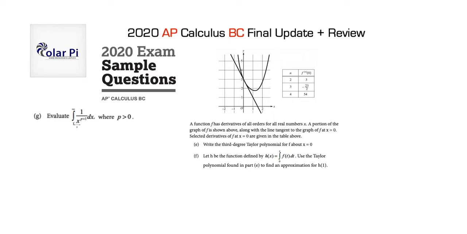They say evaluate this, where p is greater than 0. Now, this is clearly an improper integral, and we know we have to use proper grammar on improper integrals, so the first thing you should write is limit as a goes to infinity, and then the integral from 1 to a, and again, this is because we can't plug in infinity. Infinity is not a number.